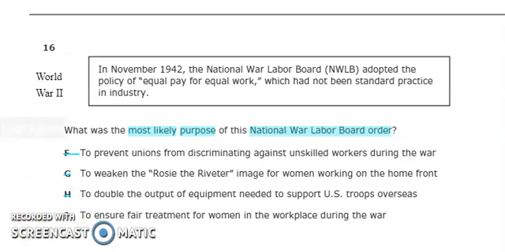So that leaves you with J, to ensure fair treatment for women in the workplace during the war. Fair treatment meant equal pay. Remember that at this time, women were making considerably less than men, even though they may be doing the same jobs as men. But this War Labor Board order of equal pay for equal work ensured that women would get paid the same amount for doing the same jobs as men.